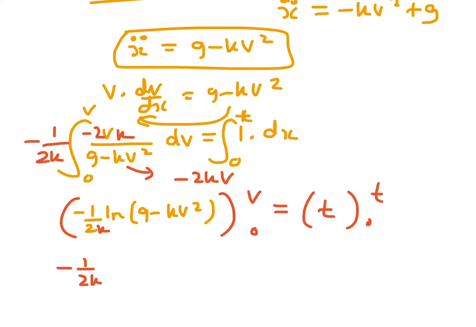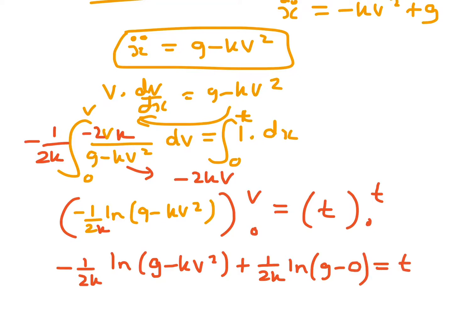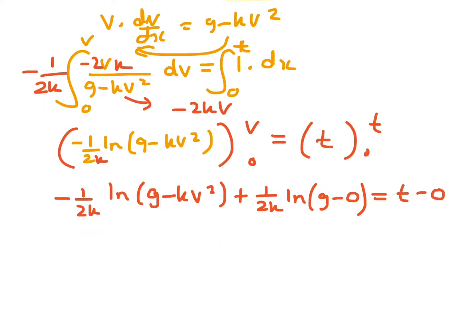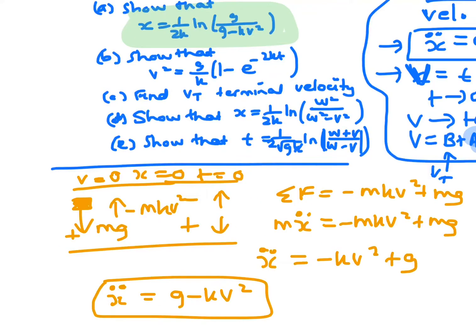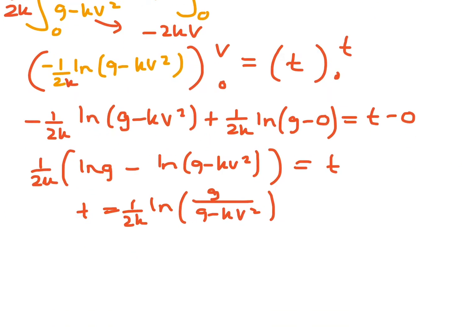So it's minus 1 on 2k ln g minus kv squared, minus minus 1 on 2k ln g minus 0, equals x minus 0. So we have 1 on 2k ln g minus kv squared equals x. So x is 1 on 2k ln g over g minus kv squared. When you look up the top, that's what we've got there. So that's all good. We're all done on that one.